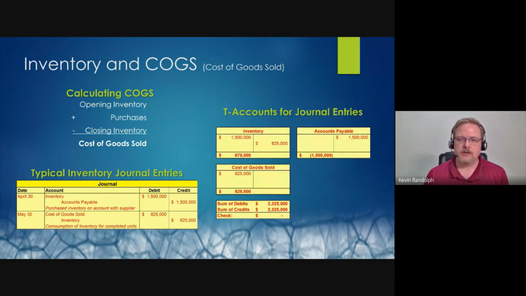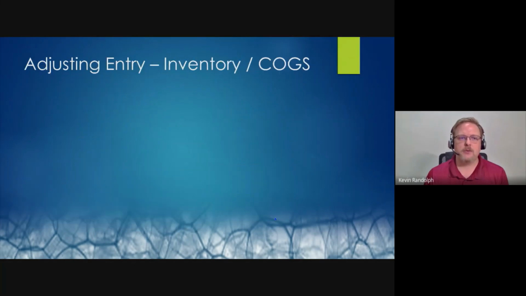Your T accounts for that are going to look like this right here. You're going to have your T account for inventory with your initial purchase, and then taking out of the cost of goods sold will leave you with your balance there. Your cost of goods sold is going to have just that one single entry, and then your accounts payable will only have your one entry for the initial purchase as well. Of course, you always want to double check your T accounts as you're going through to make sure that your accounting equation balances.